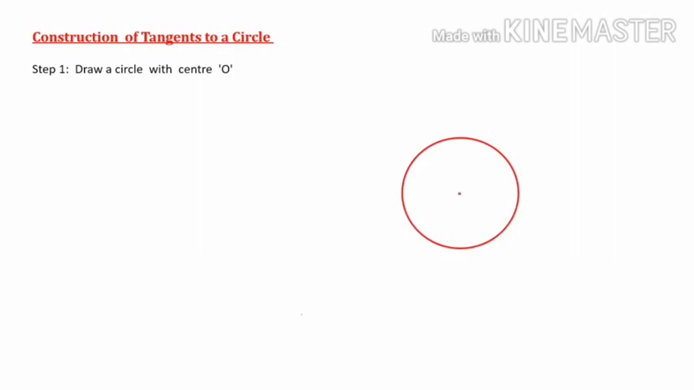Next, we have to discuss construction of tangents to a circle. As before, first I will explain the procedure of drawing tangents from an external point to a circle through diagrams without measurement. Here, first step is draw a circle with center O. First of all, you have to draw a circle and label the center as O.